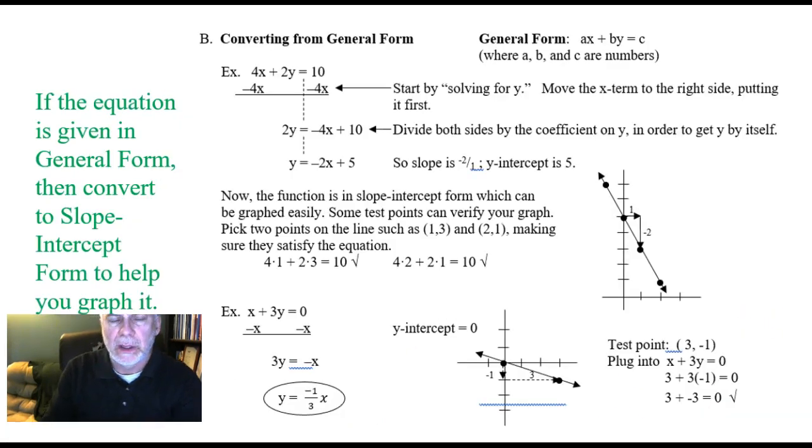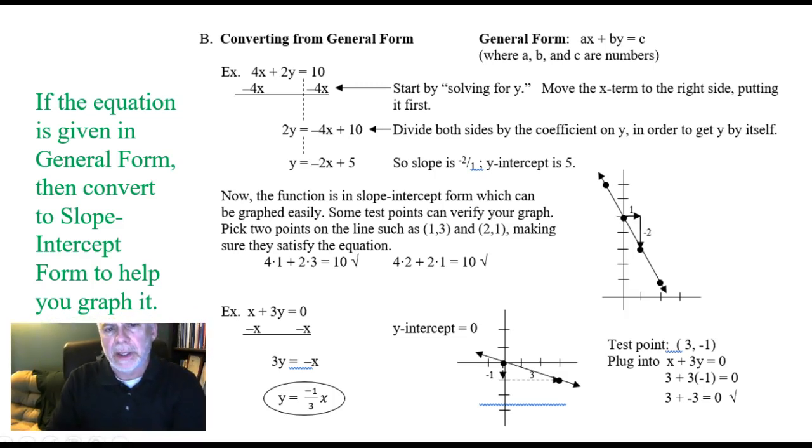Now, we talked about slope-intercept form. And so let's talk about how do you get an equation into slope-intercept form. So this is called converting from general form into slope-intercept form. So general form is ax plus by equals c. It's where both the x term and the y term are on the left side, and the c, or the number, the plain number, is on the right side.